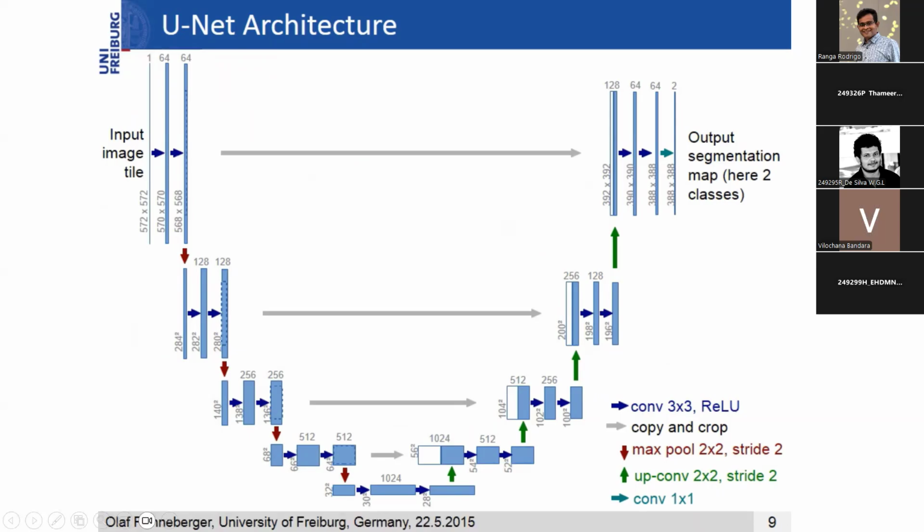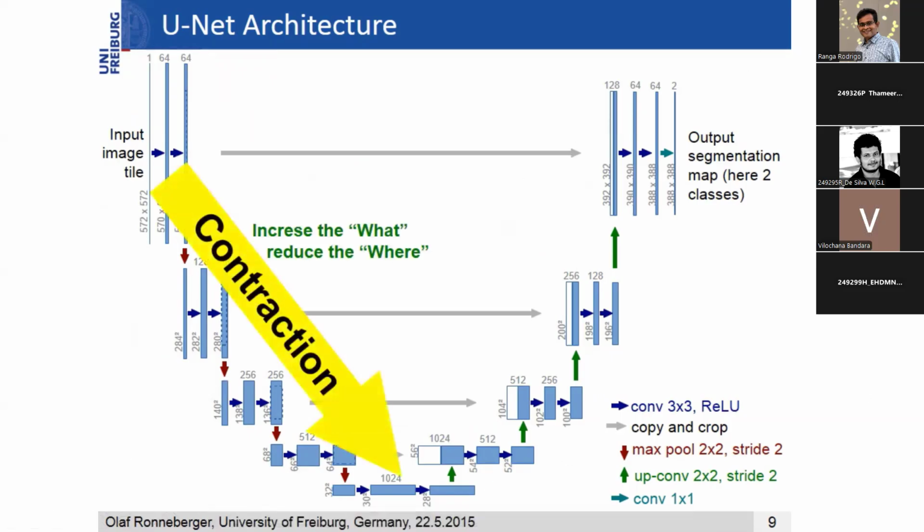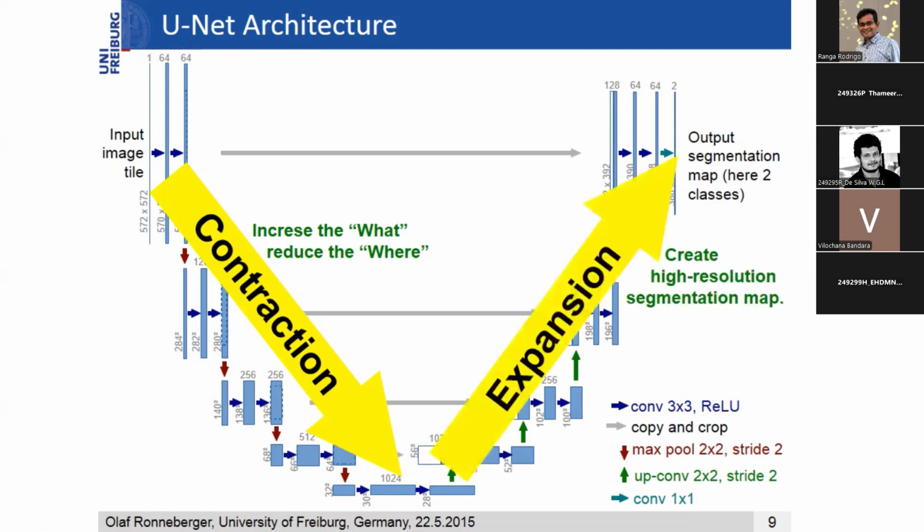All in all, the sequence of convolutions and max pooling operations results in a spatial contraction where we gradually increase the what and at the same time decrease the where. A standard classification network ends here and maps all features to a single output vector. The UNet has an additional expansion path to create a high-resolution segmentation map.